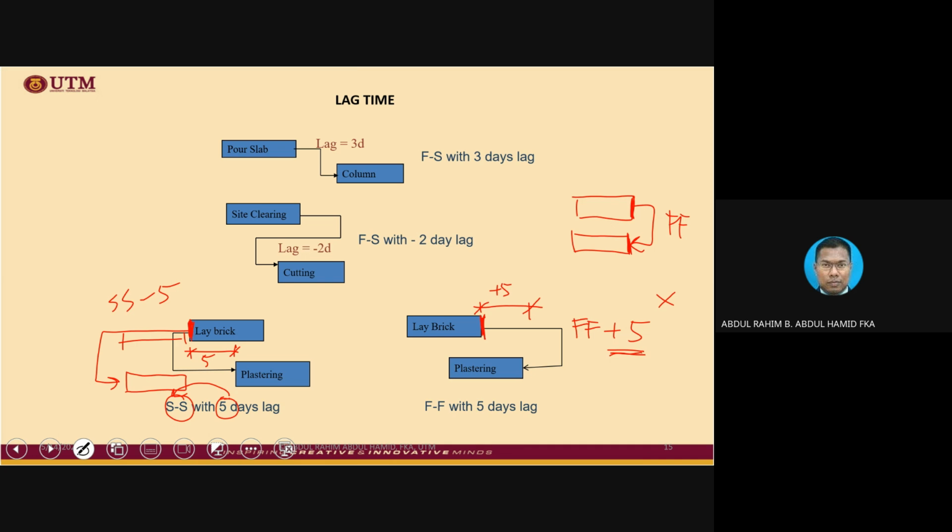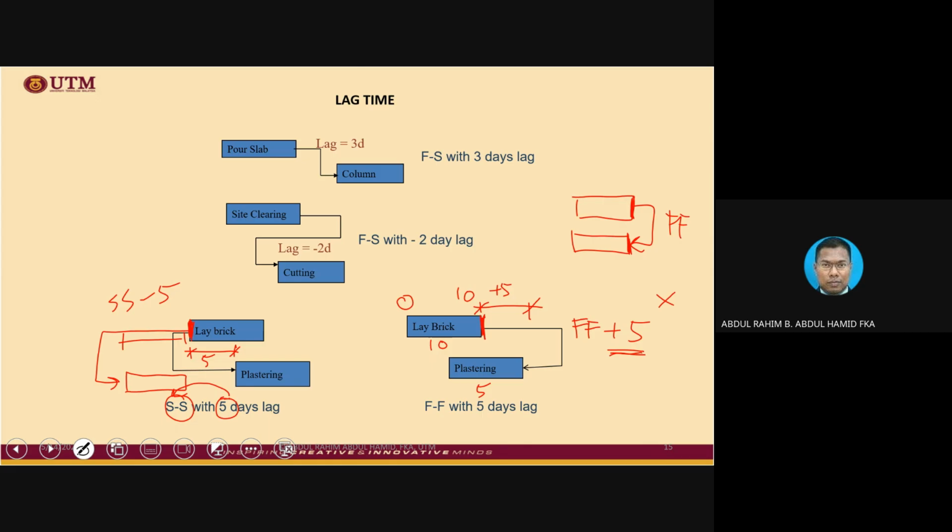Let's say the lay break is 10 days, and plastering is 5 days. From the calculation, 0 plus 10 equals 10. Then we are going to delay the subsequent activity by plus 5.